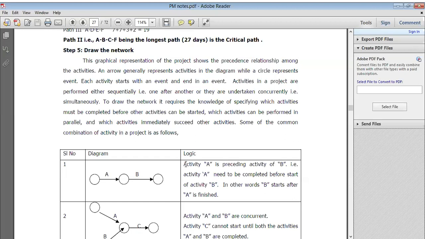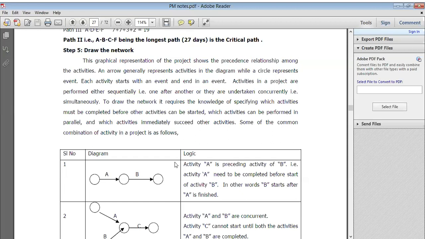And each activity starts with an event and ends in an event. Right. So activities in a project are performed either subsequently, one after another, or they are undertaken concurrently or simultaneously. To draw the network, it requires knowledge of which activities must be completed before other activities can be started, which activities can be performed in parallel, and which activities immediately succeed other activities. So some of the common combinations of activities in a project are as follows.